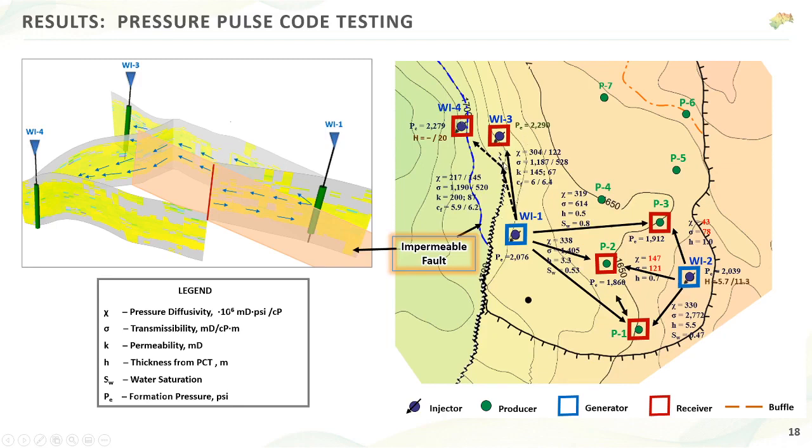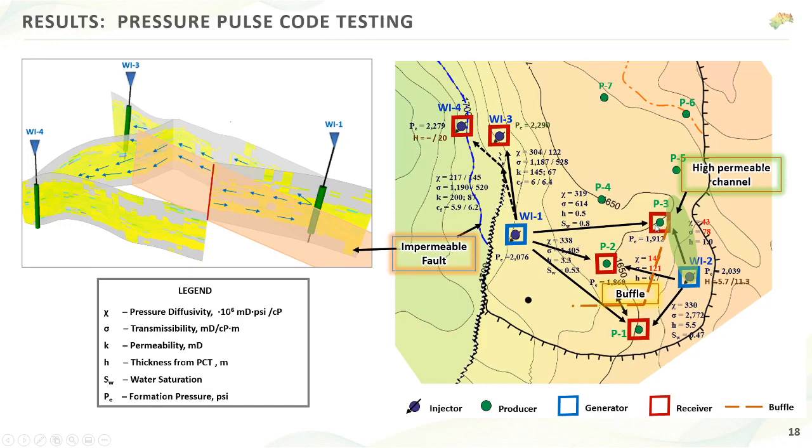So we can confirm that there is an impermeable fault here, and we can also confirm that there is still communication between these 2 wells. Another thing that we see, again with the diffusivity and transmissibility, is that there is some kind of a baffle here, which prevents the pressure from propagating between these 2 wells. Another thing that we can see is that there is a high permeable channel between these 2 wells, injector number 2 and producer number 3.